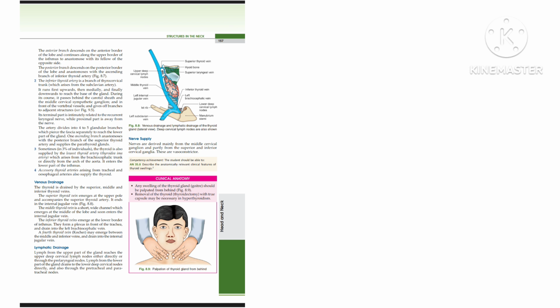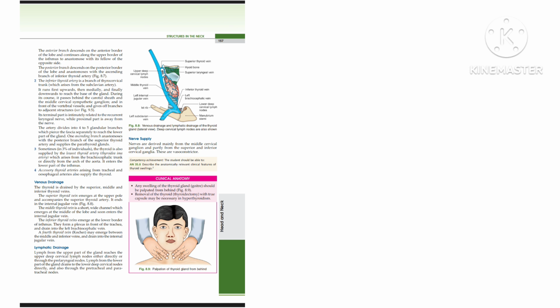During its course, it passes behind the carotid sheath and the middle cervical sympathetic ganglion, and in front of the vertebral vessels, and gives off branches to adjacent structures. See Fig. 9.5. Its terminal part is intimately related to the recurrent laryngeal nerve, while proximal part is away from the nerve. The artery divides into 4 to 5 glandular branches which pierce the fascia separately to reach the lower part of the gland. One ascending branch anastomoses with the posterior branch of the superior thyroid artery and supplies the parathyroid glands.